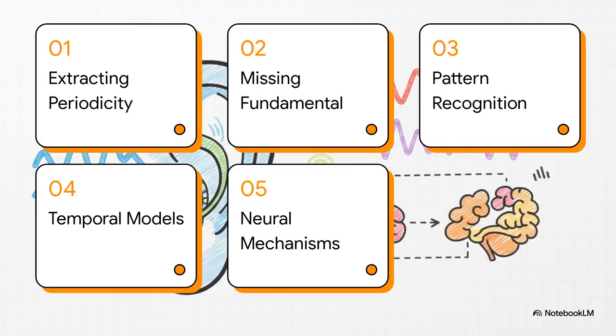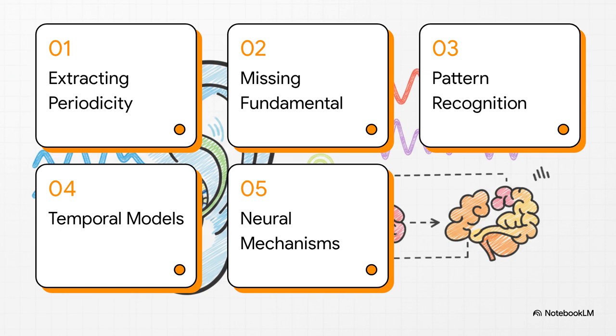To solve this, here's our roadmap. First, how is periodicity extracted? Then we'll look at the missing fundamental and dominant region. After that, we'll interrogate our two main suspects, pattern recognition and temporal models. And finally, we'll search for clues in the neural mechanisms themselves.